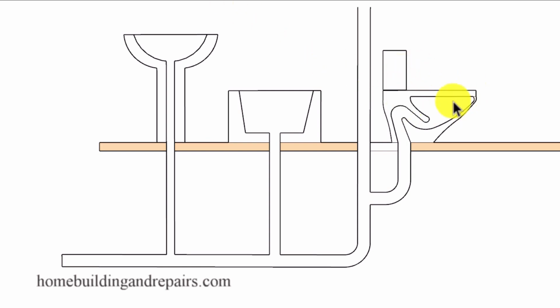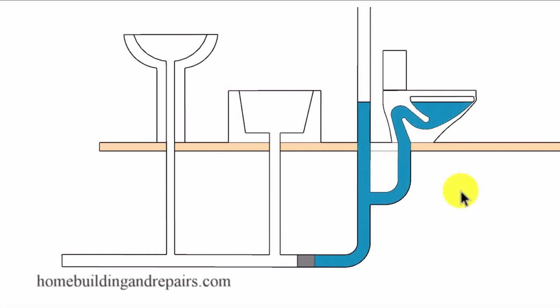Here we have a toilet with the plumbing drain pipes, and we have a cutaway of a bathtub and a sink. And what inspired this video was someone asked what the problem could be if they have a clogged sink and a clogged bathtub, but not a clogged toilet. So with that said, let's go ahead and reverse everything and start with a clogged toilet.